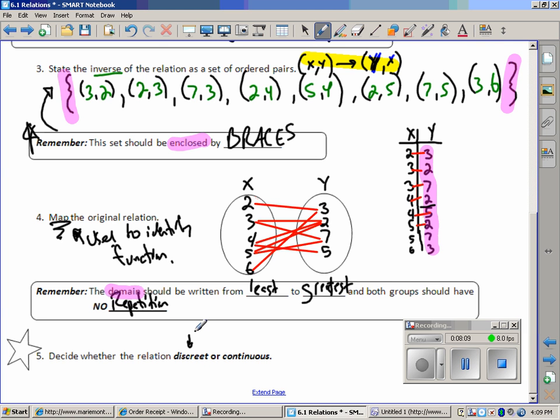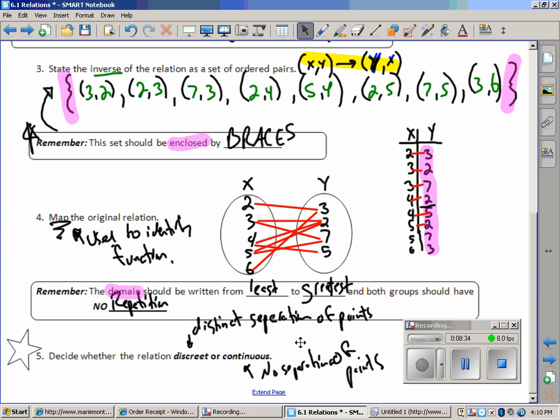Discrete means a distinct separation of points. You can actually see a gap between points. A continuous relation has no separation of points. Separation, I'm just going to pretend that says separation of points. Sorry about my handwriting.